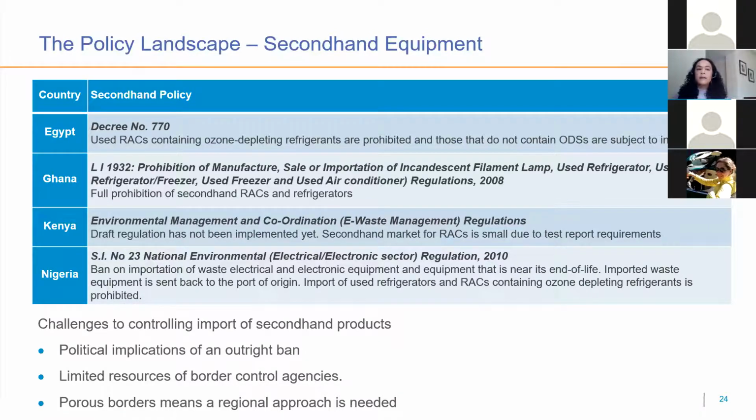What you can see here in the table are that Egypt, Ghana, Kenya, and Nigeria have all implemented some sort of policy or are in the process of implementing a policy to try and restrict the movement of these secondhand products. And some of the challenges, in addition to the lack of data for controlling secondhand products, are the political implications of an outright ban on secondhand products, limited resources of border control agencies, and the porous borders that we observe in Africa, which means that a regional approach will really be necessary to fully tackle this secondhand product market, because a lot of the products are not coming in through ports where you might have a customs official who can really easily check them.